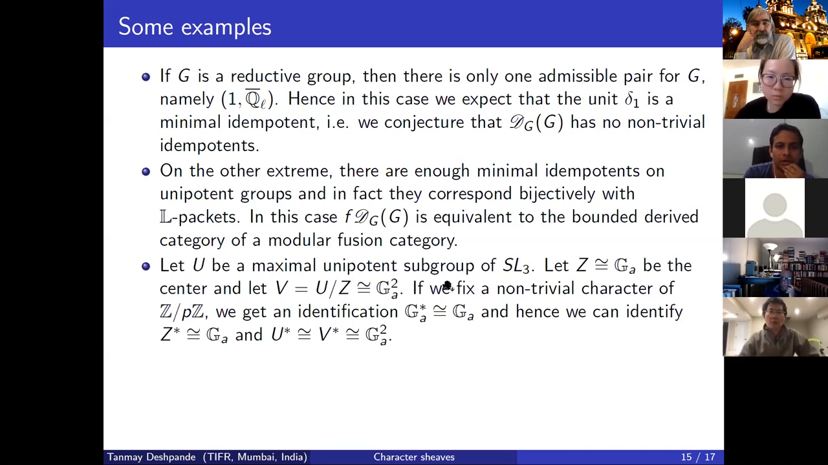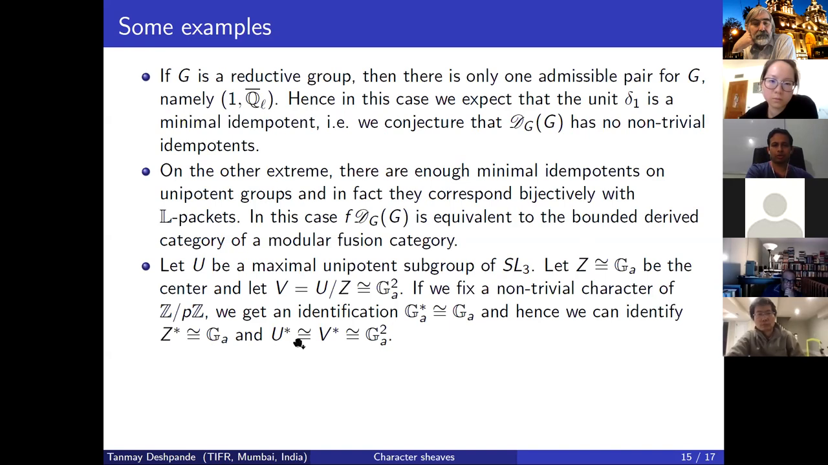So you look at the maximal unipotent subgroup of SL3, which is the Heisenberg group. The center of this is the G_a sitting in the top corner. And if you look at the quotient U modulo Z, that's G_a power 2. Now, if we fix a non-trivial character of Z mod pZ, we can identify the Serre dual of the additive group with itself. So we fix a non-trivial character of the cyclic group of p elements, and we fix such an identification. So then the Serre dual of this center gets identified with G_a.